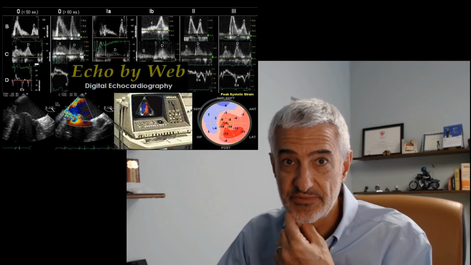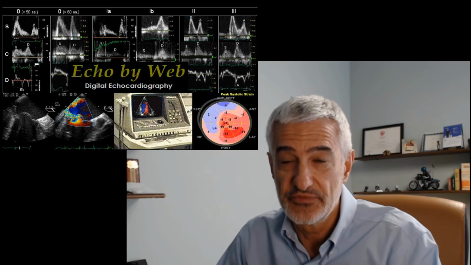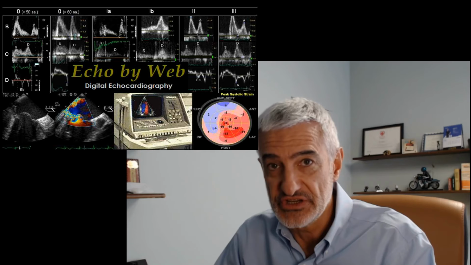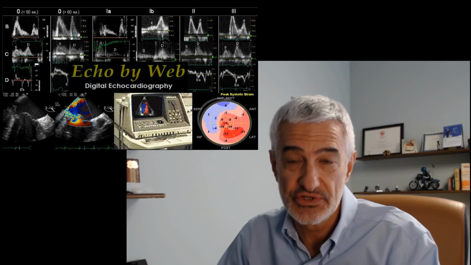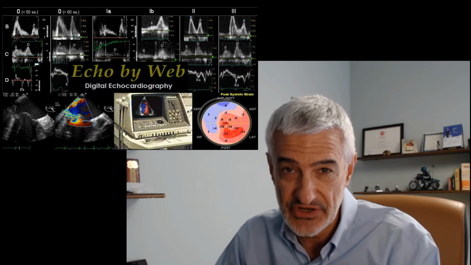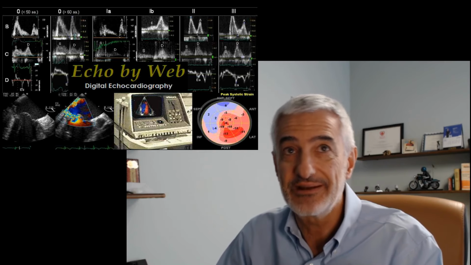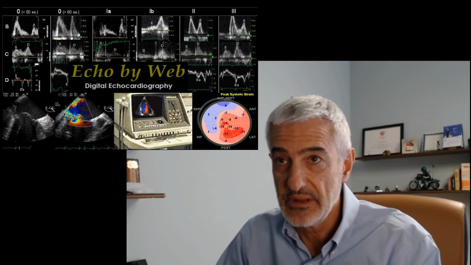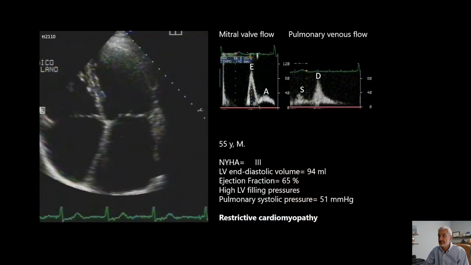Half of the patients with heart failure have preserved global systolic function. In these patients with normal ejection fraction, heart failure is caused by left ventricular diastolic dysfunction. These patients have heart failure with preserved ejection fraction, HFpEF. Now, this is an example from a 55-year-old patient.